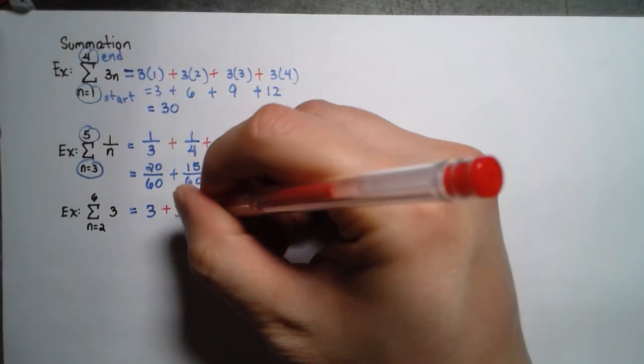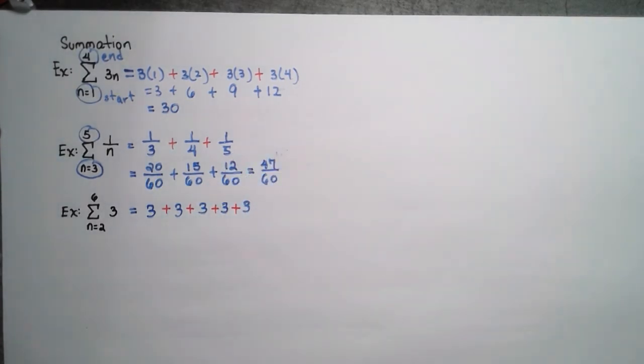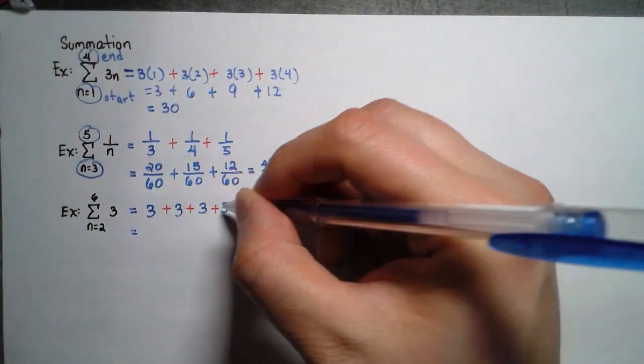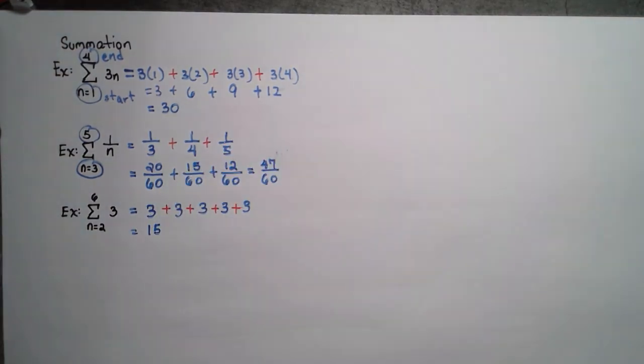And we stop there because 6 is the last number that we tried to plug in. And we're going to add them all up. So we got 1, 2, 3, 4, 5. We got 5 threes, and therefore that is a 15. And we are done with summation.